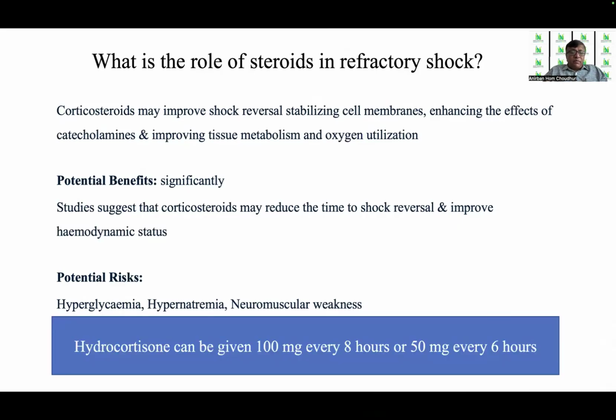So hydrocortisone can be given 100 milligram or 50 milligram every 6 hours. It is the usual dose, or it can also be given 100 milligram every 8 hours. Usually, whenever a patient is on more than one inotrope or vasopressor, it is routinely administered.